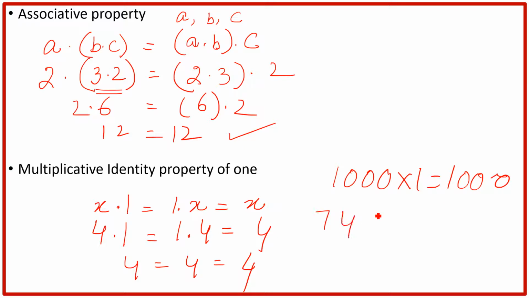If we have a whole number and multiply it by 1, it will remain the same. So this is the multiplicative identity property of 1.